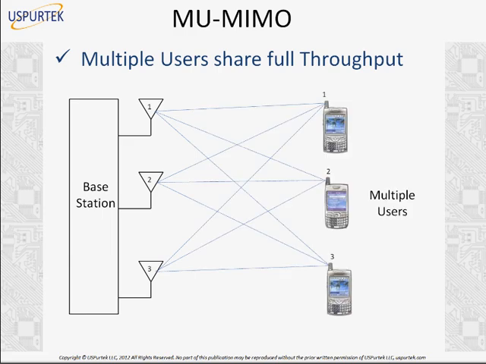In this case, most of the commercial carriers implement multi-user MIMO. This is what is called multi-user MIMO, where the base station has multiple transmit antenna diversity, but on the user side you have only a single antenna.